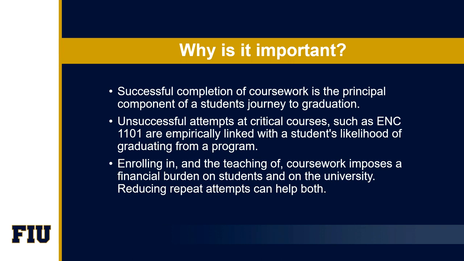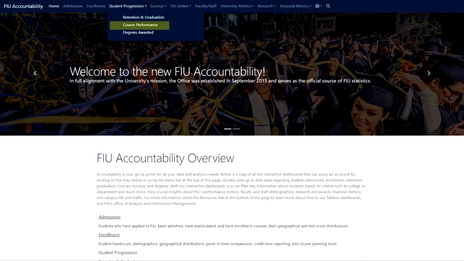Both students and the university face costs when it comes to enrolling in and providing courses. By cutting down on the need for students to retake courses, both students and the university can save money. The Course Performance Dashboard can be found by clicking the Course Performance button located under the Student Progression header on the top blue bar of accountability.fiu.edu. You can also scroll down in the text of the web page and find course performance there. This will navigate to the table of contents.